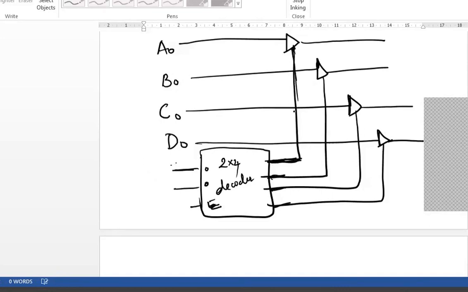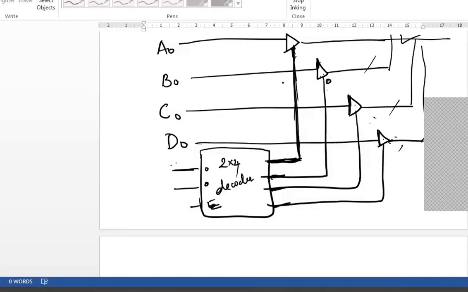When this is 1, what would happen? Here 1 will go. And in all the remaining 3 tri-state buffers, 0 would be passed. When 0 is passed, these would be disconnected. All these 3 tri-state buffers would be in the high impedance state. Only this circuit would work. What we are doing is connecting all these outputs to a common bus line. You will have 4 different lines.